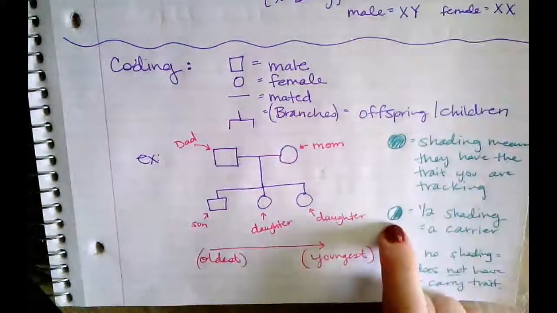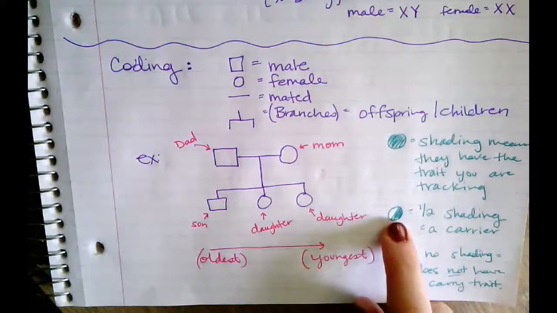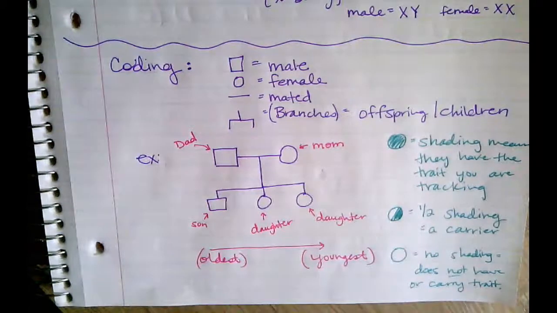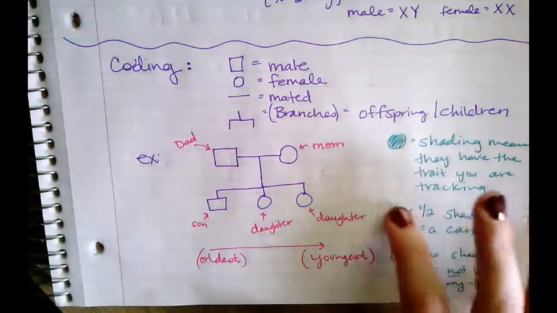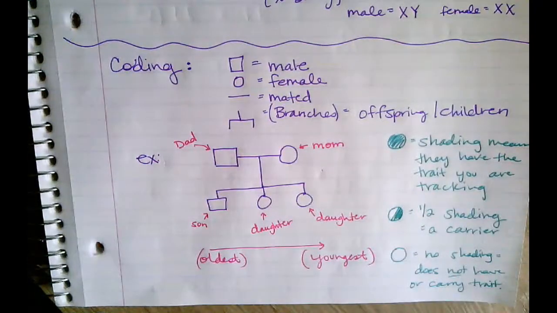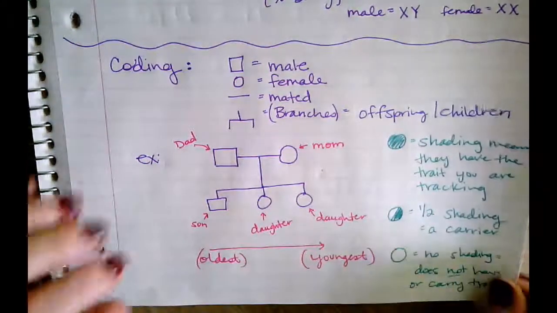So we also call this a carrier, which means that sometimes you'll find that a trait might skip a generation. So maybe your grandma has really blue eyes, and then your parents have brown or green, but then you have blue eyes. Well, your parents carried that trait, they just didn't show it, but then you got that trait. So that's kind of how it can happen with heterozygous alleles and things like that. You can be a carrier or half shaded.